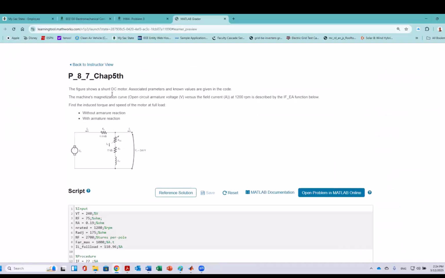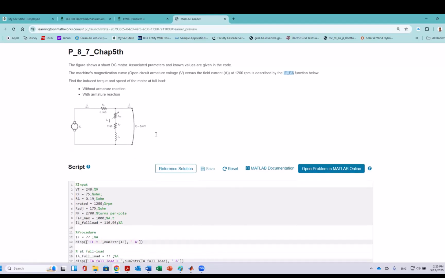So this is a shunt DC motor. The associated parameters are given in the code. The machine's magnetization curve at 1200 RPM is described by the IFEA function. Find the induced torque and the speed of the motor at full load, first without armature reaction, and then considering the armature reaction. Okay, so here are the inputs to the problem.